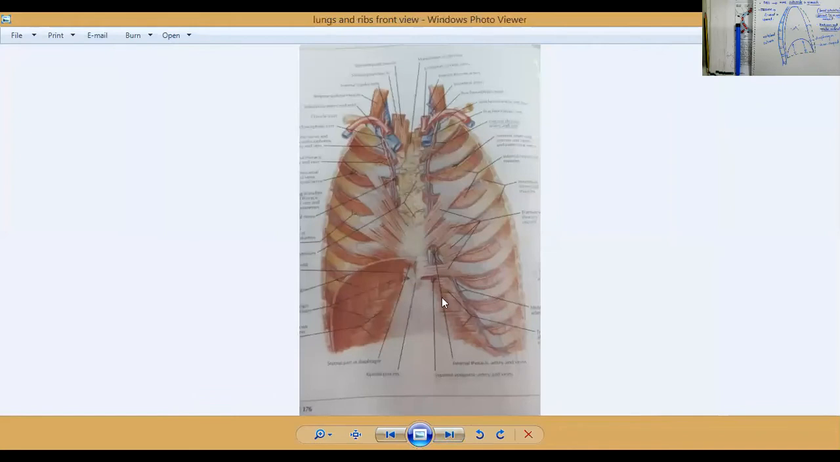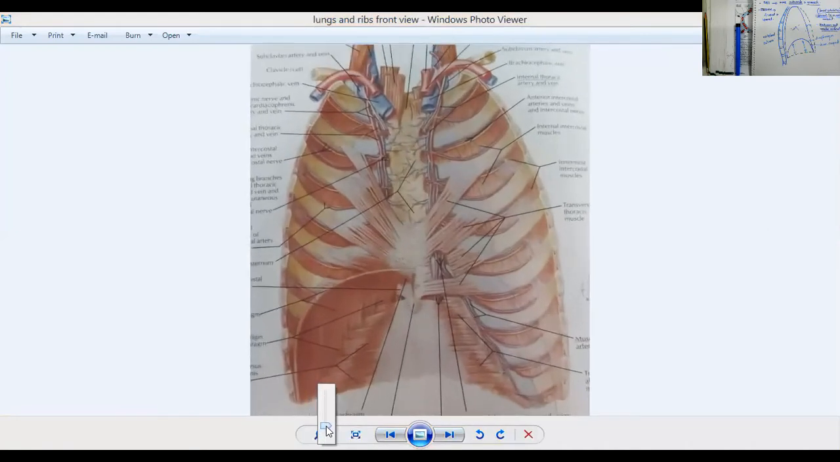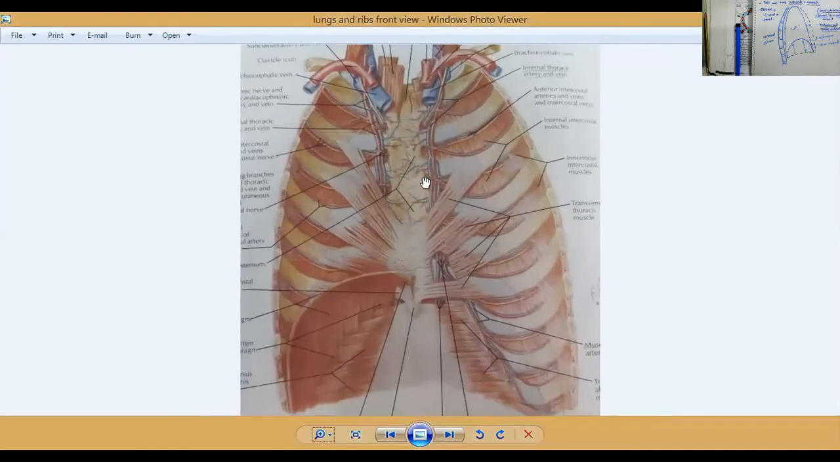Now, this is the thoracic wall from the inside. So you're looking at the back side of the sternum. Are you understanding me? You're looking at the back side of the ribs. You're looking at the back side of the intercostal muscles. Can you see? Right. So this is the diaphragm.